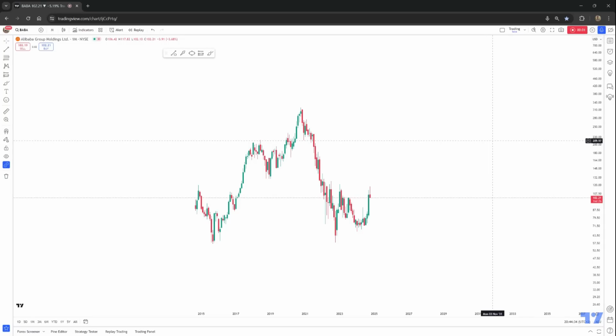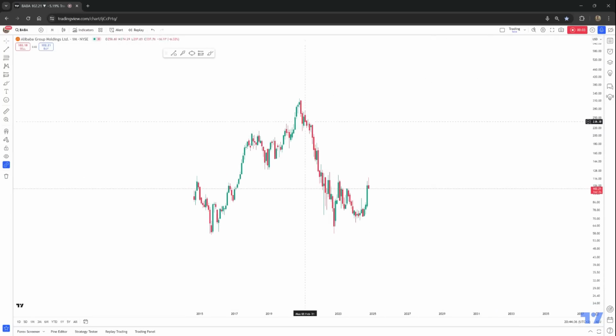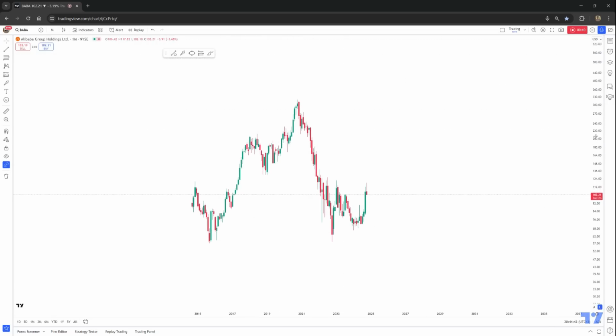Alibaba is perfectly following market structure. In today's analysis, I will take a look at Alibaba looking at a higher time frame, showing how you can capitalize on the next potential trading opportunity.